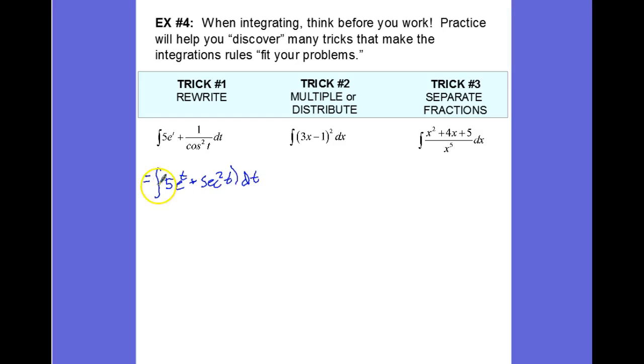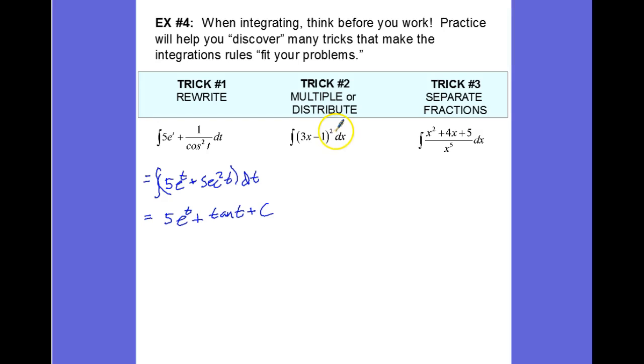And I like to go ahead and put my entire integrand in parentheses just so it's perfectly clear what's going on and that the differential applies to both of these terms. Alright, now finding the antiderivative of 5e to the t is just going to be 5e to the t. And now I have to think, what do I take the derivative of in order to get secant squared? And if you look back at your rules for derivatives of trig functions, you may recall that the derivative of tangent is secant squared. So tangent t, and we're going to add our constant of integration.